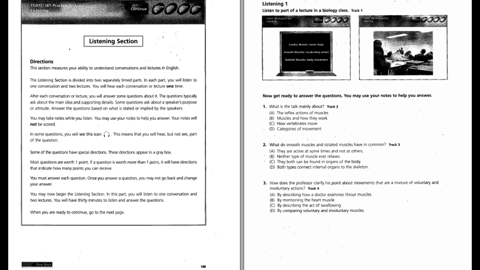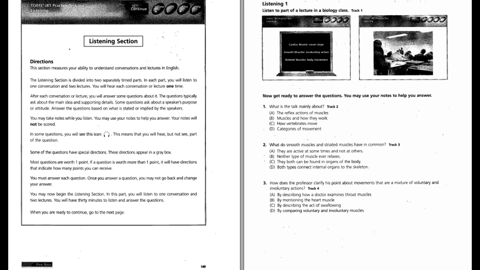Or wait, try this. Try to swallow 10 times in a row right now. Go ahead. Well, everyone managed the first swallow and the second, but who made it to 5? It gets harder and harder, doesn't it? You want to swallow, but you can't make yourself swallow again and again.